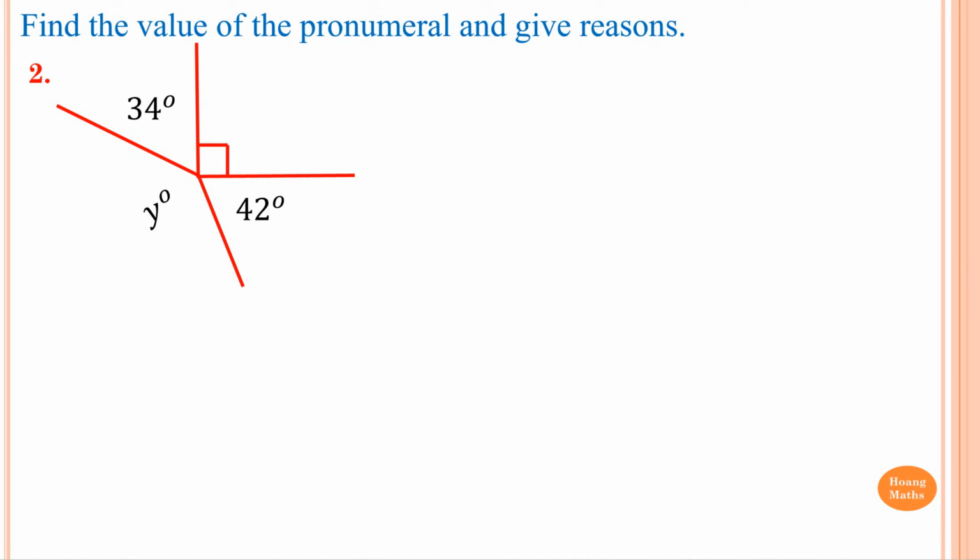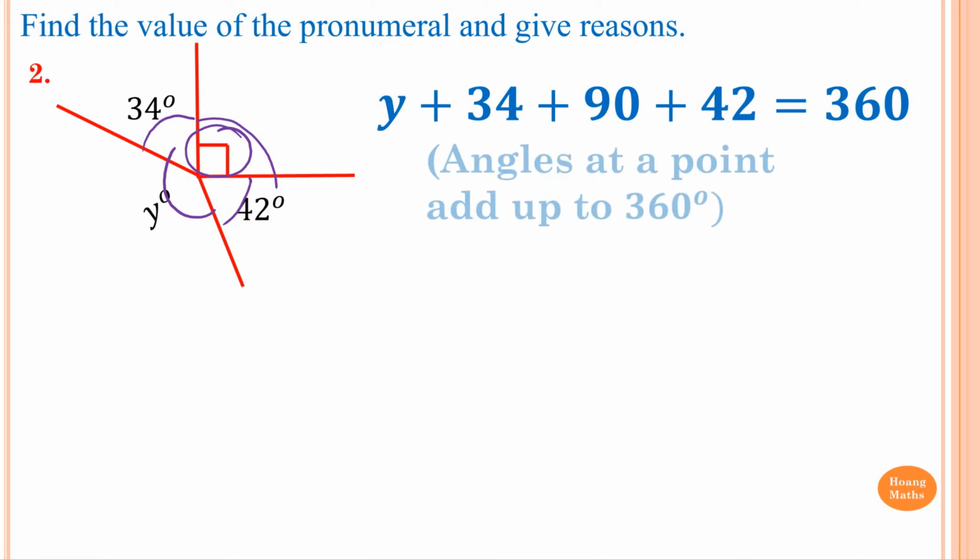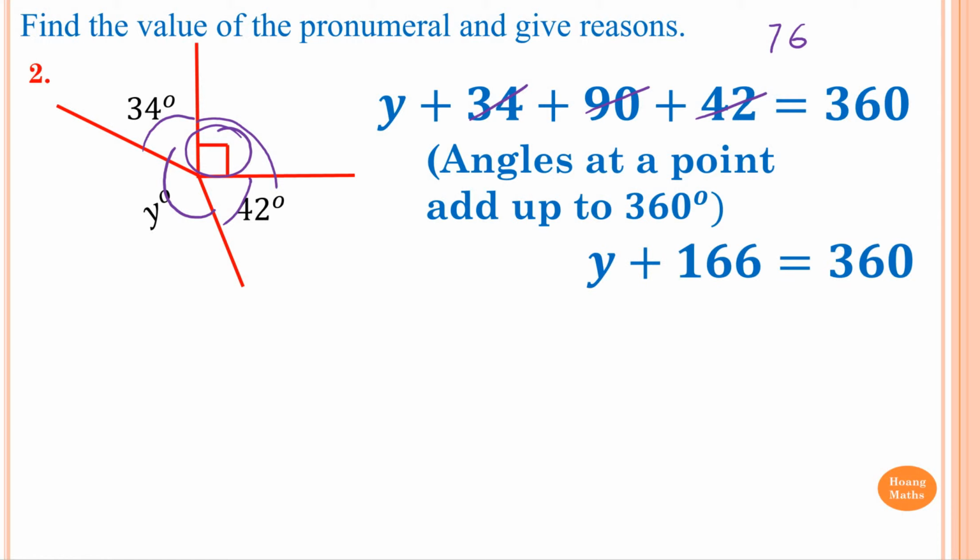Second one. So we know that y add 34 add 90, because this symbol here is 90, add 42 is equal to 360. And the reason is angles at a point add up to 360. So now we just collect like terms. So 34 add 42 is 76. And 76 add 90 is 166. So y plus 166 is equal to 360.